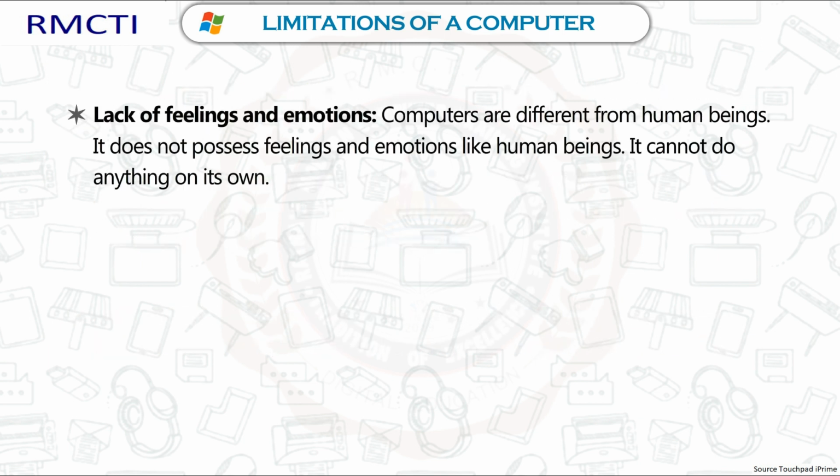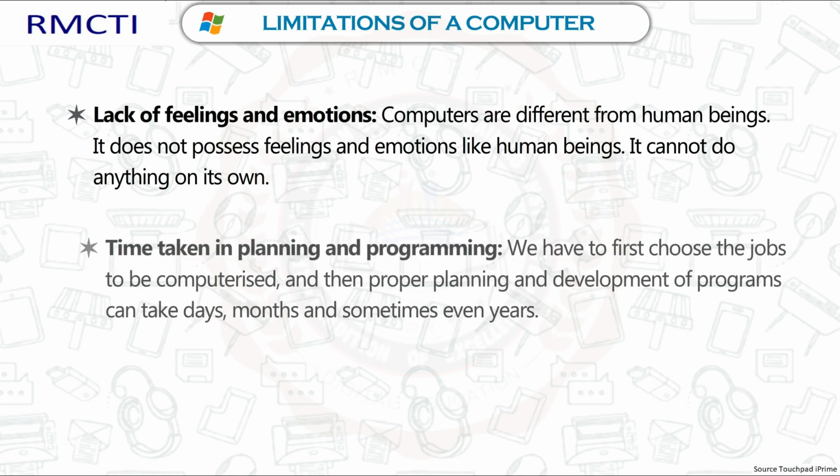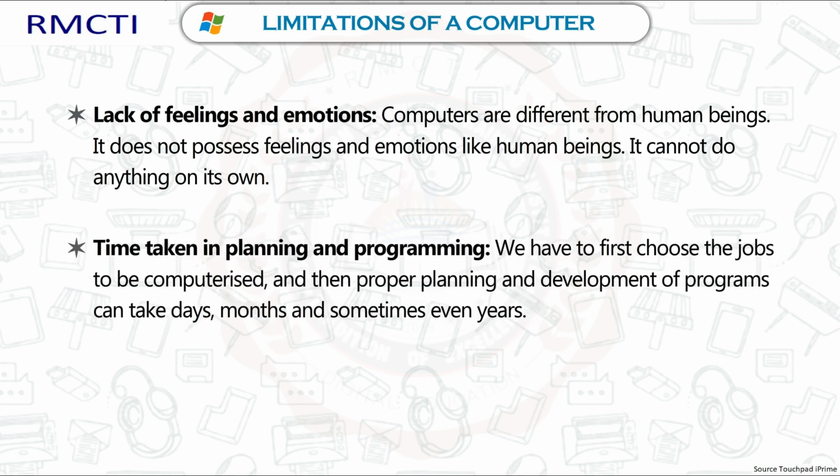Lack of feelings and emotions. Computers are different from human beings. It does not possess feelings and emotions like human beings. It cannot do anything on its own. Time taken in planning and programming. We have to first choose the jobs to be computerized, and then proper planning and development of programs can take days, months, and sometimes even years.